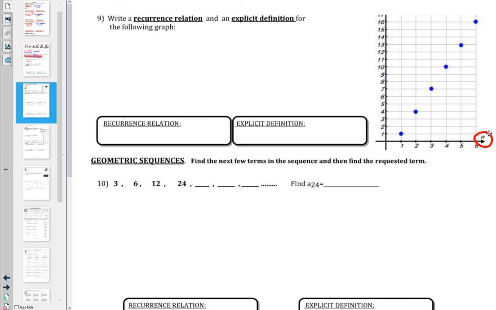So just understand that this is the n-axis now, and this got cut off, but this should be the a sub n axis. So this here would be 1, 1, 2, 4, 3, 7, 4, 10, 5, 13, and 6, 6.